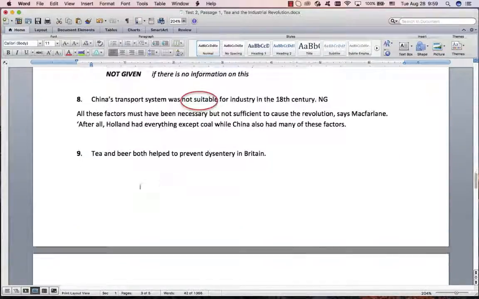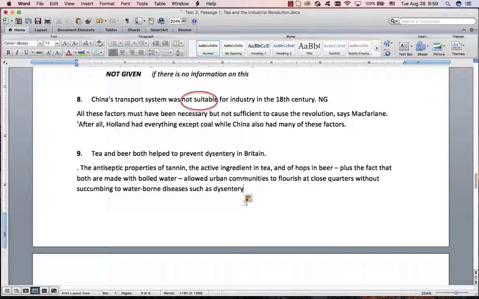You should be pausing the video if you want. I know I'm going a bit fast, so just pause it if you want to read it clearly. Blah, blah, blah. Tea and beer allowed them to flourish. Flourish is a good word for you to know. It means to grow. It's a positive word. Without succumbing to diseases such as dysentery. So we don't even need all of that. Succumbing means falling. It's a negative word. So without succumbing, without falling to dysentery, it means they did not get dysentery.